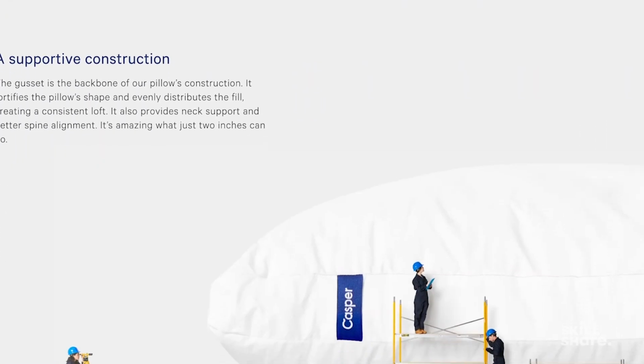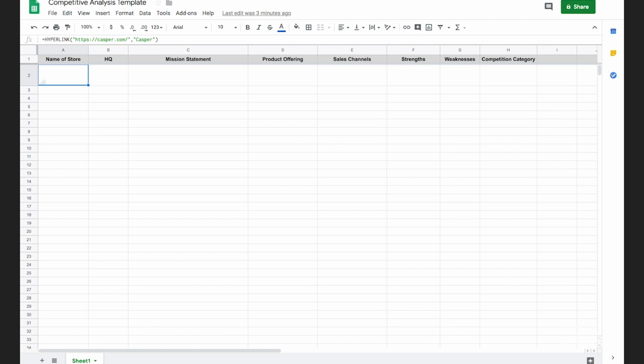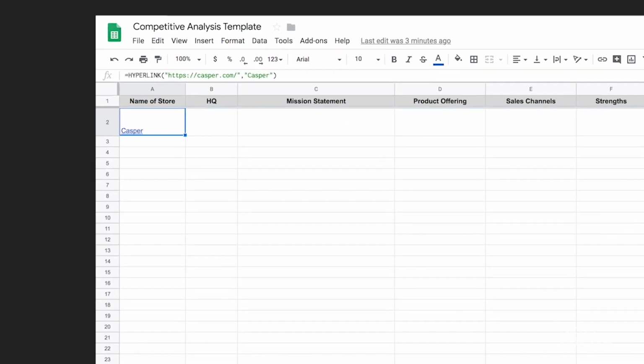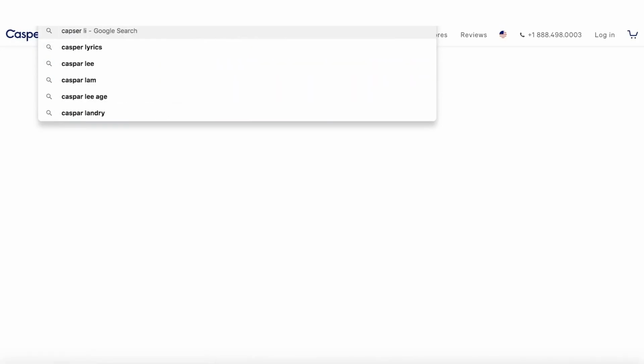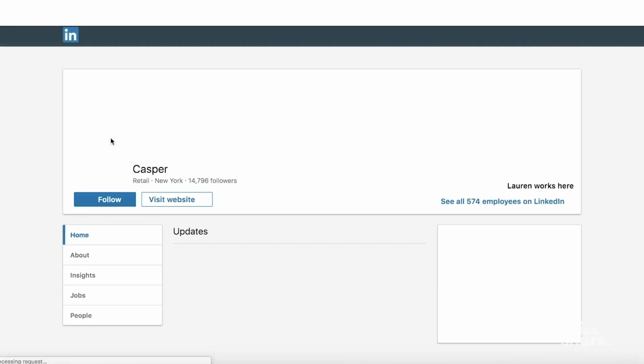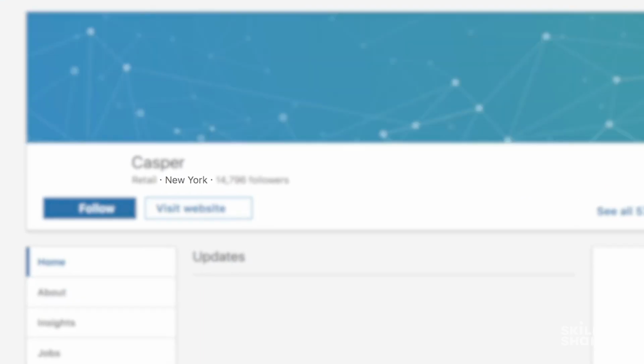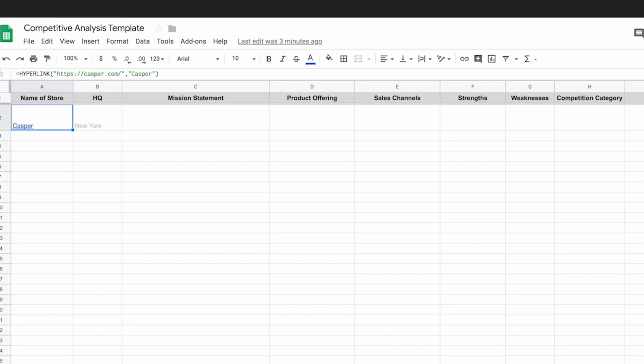So if we hop on over to the template, I'm just gonna copy that URL and drop that into the template here. Next, I need to understand where their HQ is, where are they running their business from? I'm gonna go to Casper's LinkedIn. Awesome, so it's in New York State. That looks like about all the information that I'm going to get from them.